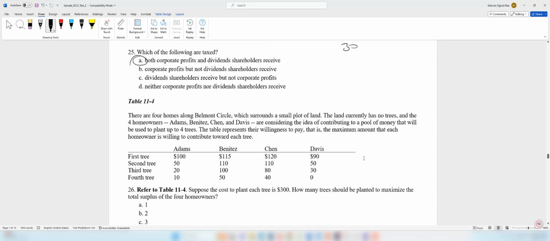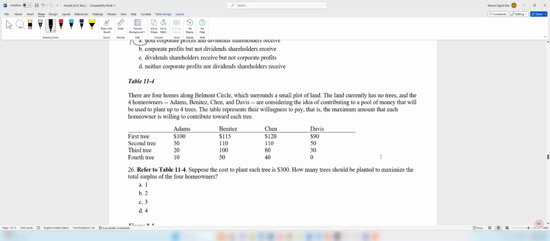There are 4 homes along Belmont Circle, which surrounds a small plot of land. The land currently has no trees, and 4 owners, Adams, Benitez, Chen, and Davis, are considering contributing to a pool of money that will be used to plant up to 4 trees. The table represents their willingness to pay. That's the maximum amount that each owner is willing to contribute toward each tree. So we need to find the total benefit to all these 4 people and compare that with the cost. The cost of planting each tree is 300.